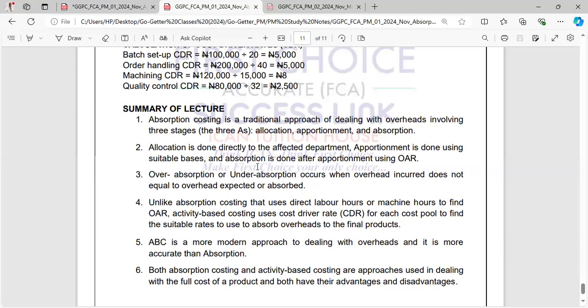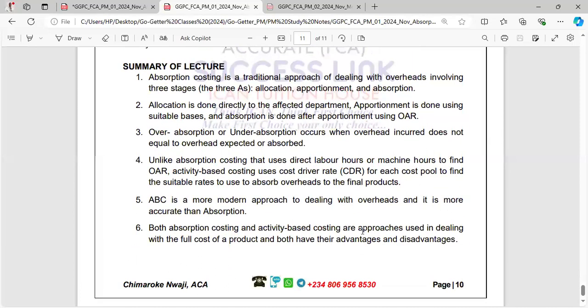We also said that ABC is a more modern method to use to deal with overheads, and it is more accurate than absorption costing. Now, both absorption costing and activity-based costing are approaches used in dealing with full cost.